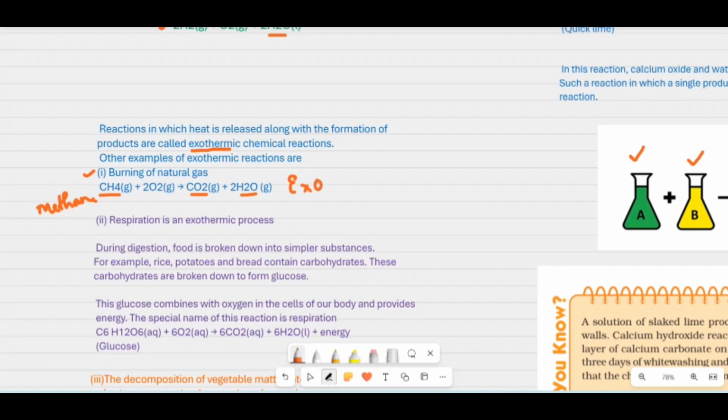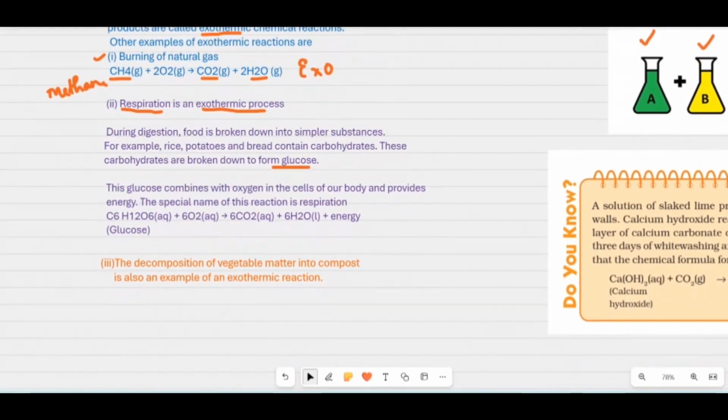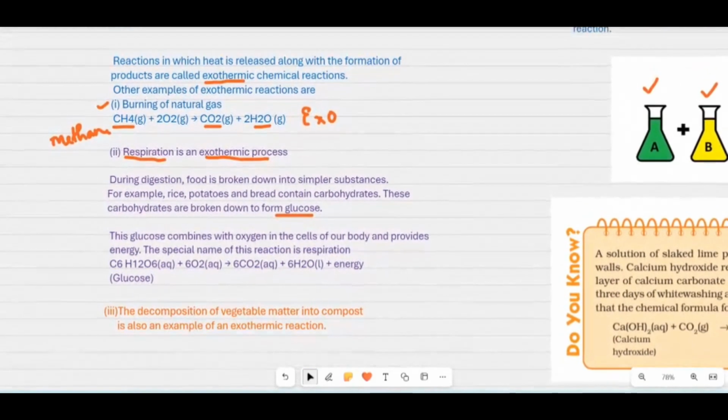Now respiration is an exothermic process. During digestion, food is broken down into simpler substances. So rice, potatoes, bread, they contain carbohydrates. These carbohydrates are broken down to form glucose. This glucose combines with oxygen in the cells of our body and provides energy. The special name of this reaction is respiration.